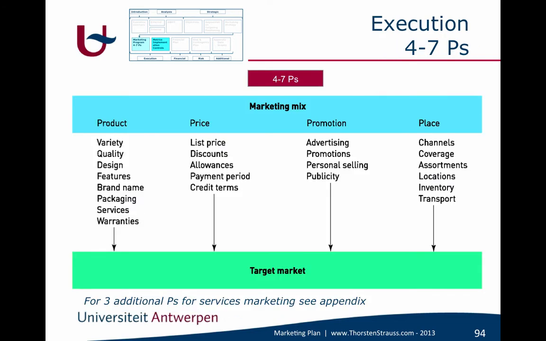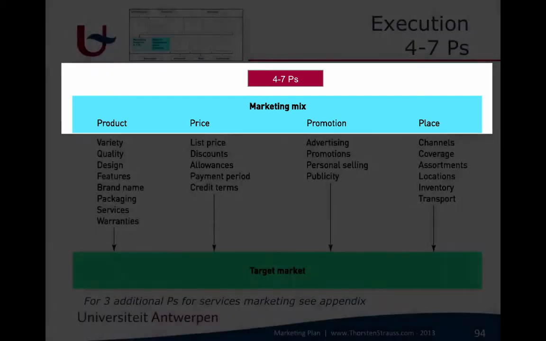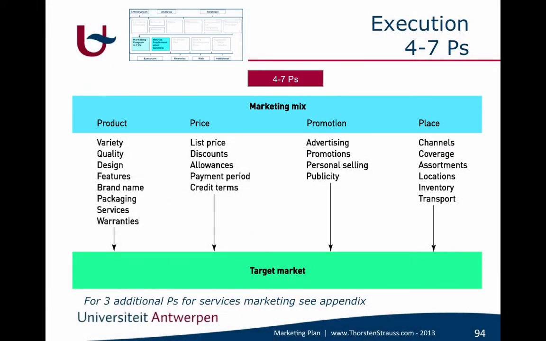What are the 4 P's? The 4 P's are product, price, promotion, and place. You probably heard about that. It's a very simplified version of marketing. What does that actually talk about? It talks about the things you can actually use and do as a marketeer in order to create value for the customer.